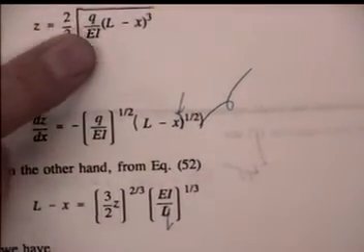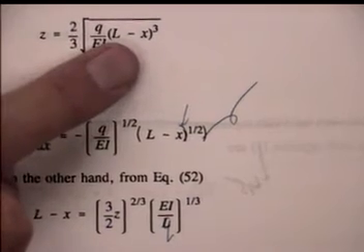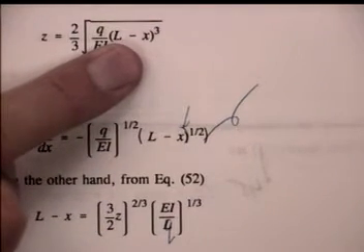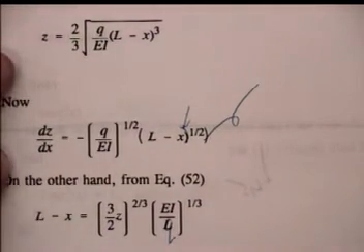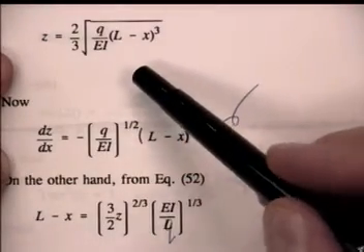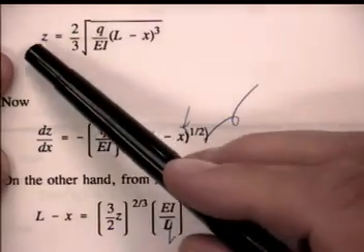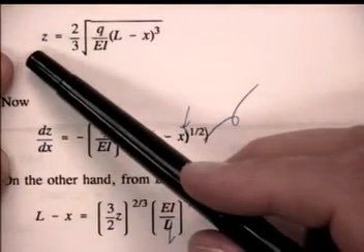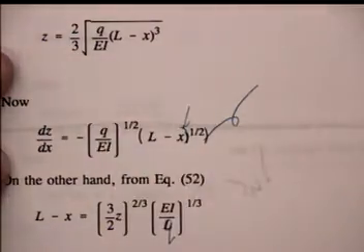Now from this equation we can also find L minus x. What is L minus x? So we can take first of all everything squared, so we will get z squared. Now let us do this by hand.